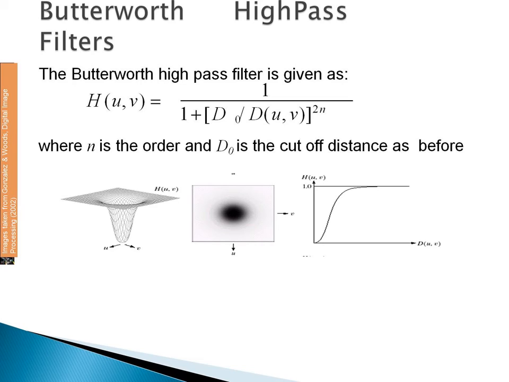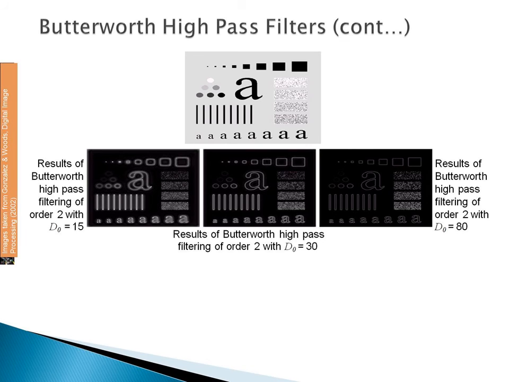As with the low pass filters, we can expect the Butterworth high pass filters to behave smoother than the ideal high pass filters. So we can see that the Butterworth filters are better than the previous filter. Here we can look at how the Butterworth high pass filter has been applied on an input image with the distance increasing. As the distance is increasing, we can see how the result has been obtained. Here we consider the value of n equal to 2, and we vary the value of D0.